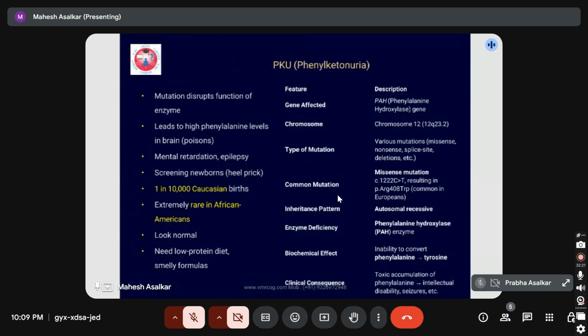Okay, here chromosome number 12 gets affected. In sickle cell anemia, chromosome number 11 was affected. In phenylketonuria, chromosome 12 is affected, and the gene affected is the PAH gene, that is phenylalanine hydroxylase gene. Okay, so again here it is a missense mutation. It's an autosomal recessive pattern, and there is an inability to convert phenylalanine to tyrosine. So these are the things which can be asked as an SBA.